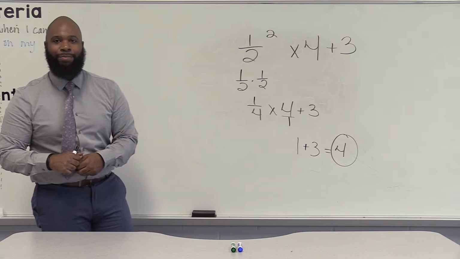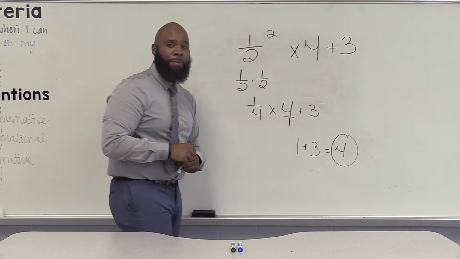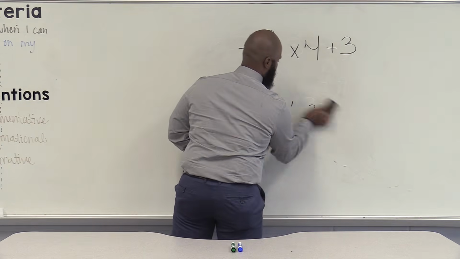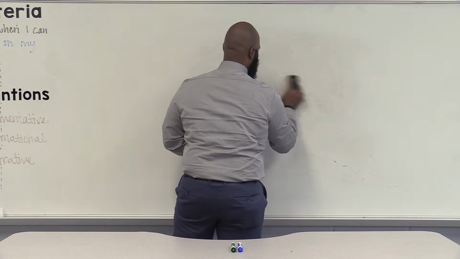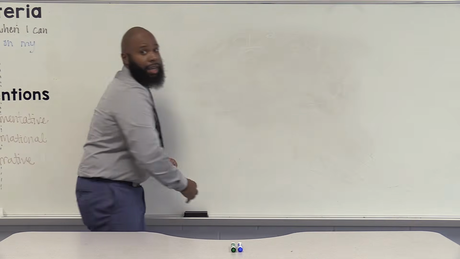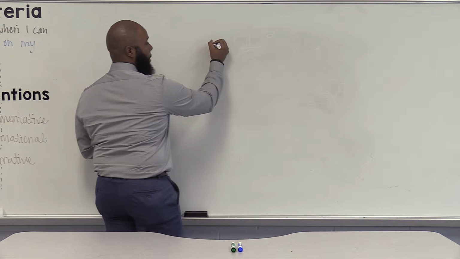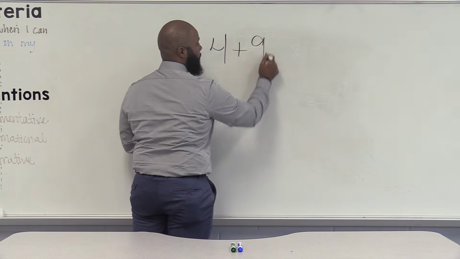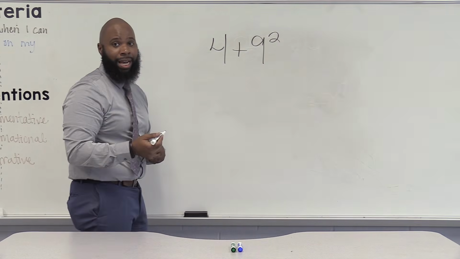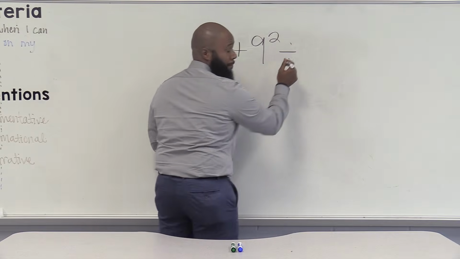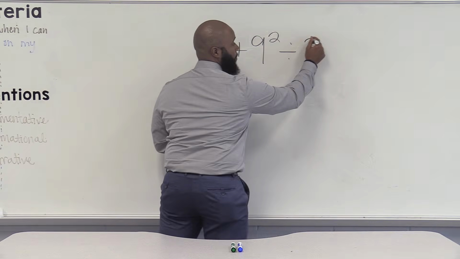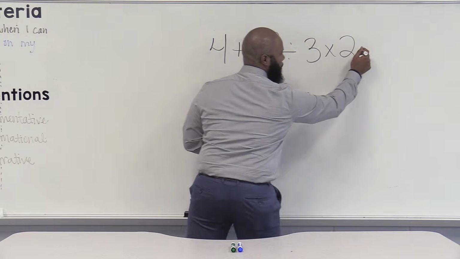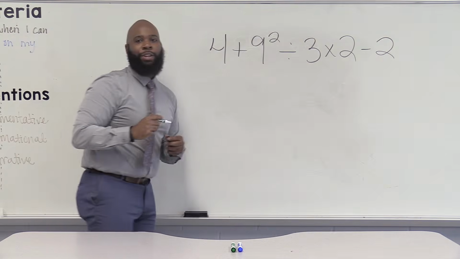So let's evaluate some more expressions. I want you to write this problem on your paper, and I'm going to write it on the board. Let's see what we can do here. The problem we're going to do is 4 plus 9 squared divided by 3 times 2 minus 2. Let's see how we do on this one.